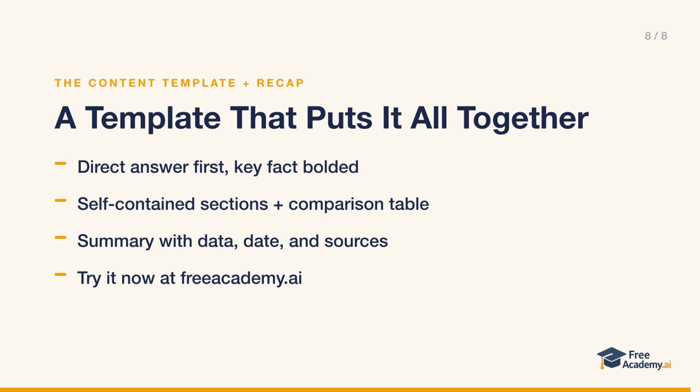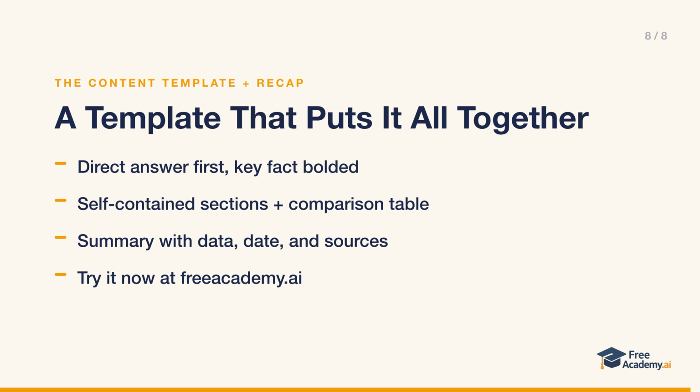Here is a template that ties everything together. Start with a main topic and descriptive subtitle, then answer the main question directly in 1 or 2 sentences. Add a brief overview of 2 to 3 sentences with a bolded key fact, your most citable statistic. Then write your major points as self-contained sections with supporting details and data. Include a comparison table and close with a summary listing your key takeaways with the numbers repeated. Finish with a last updated date and your sources.